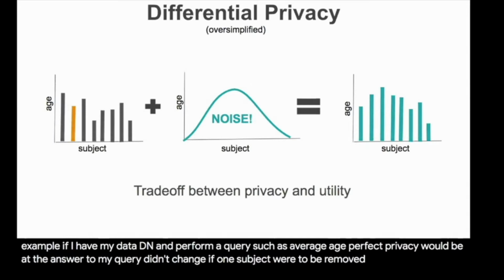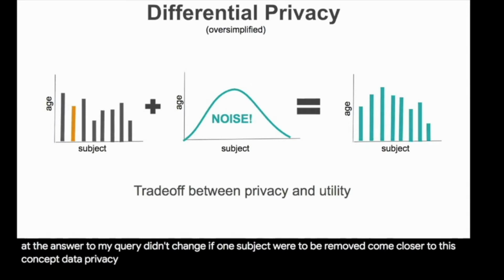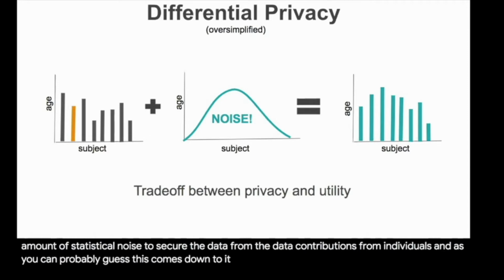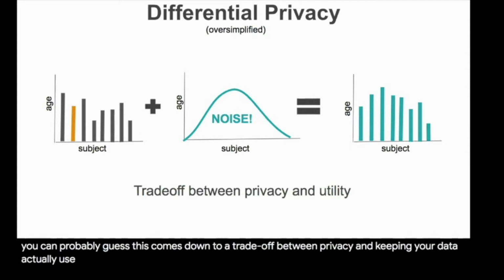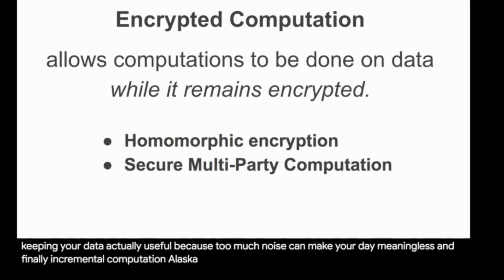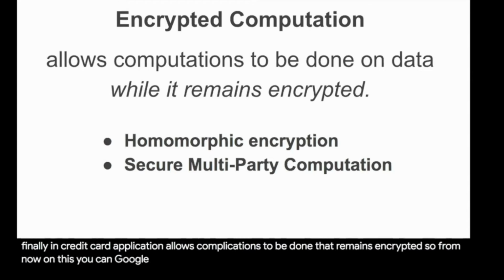So to come closer to this concept of better privacy, there are many methods that you can use, and one is adding a controlled amount of statistical noise to obscure the data contributions from individuals. And as you can probably guess, this comes down to a trade-off between so-called perfect privacy and keeping your data actually useful, because too much noise can make your data meaningless. And finally, encrypted computation allows computations to be done on data while it remains encrypted. So for more on this, you can Google homomorphic encryption or secure multi-party computation.